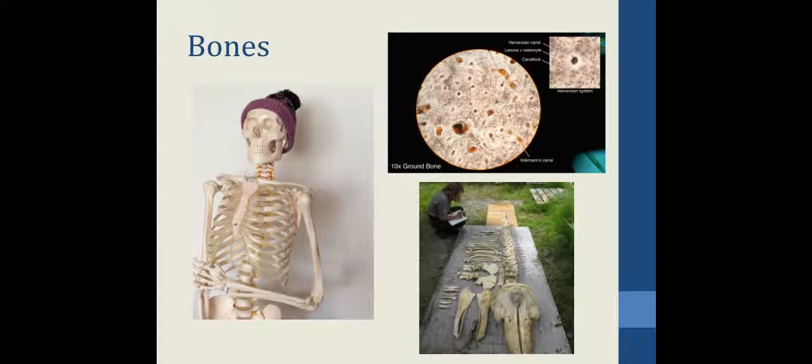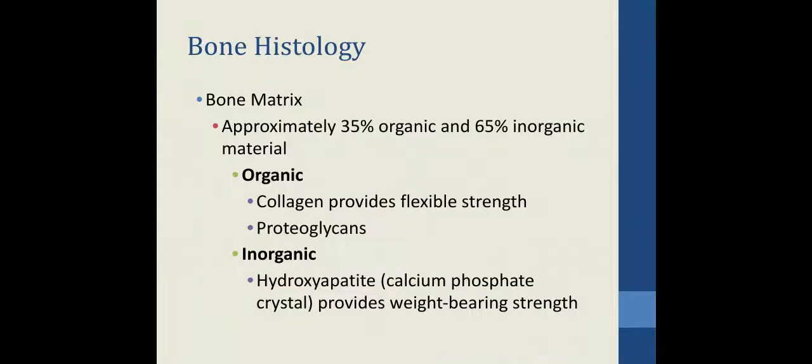And that's really all we care about for cartilage. There is more in your book if you want to get more in depth, but let's talk about bones. So we'll start with the histology, and we'll start with bone matrix. That is mostly inorganic material, so about 65% inorganic, 35% organic.